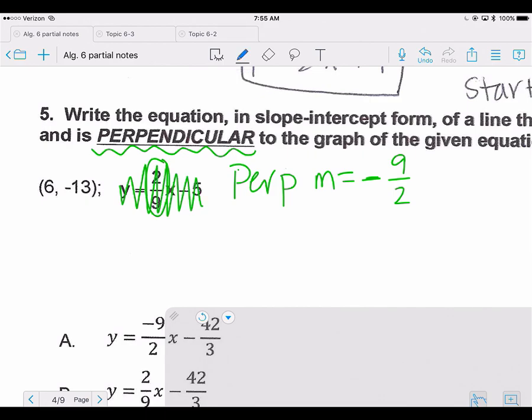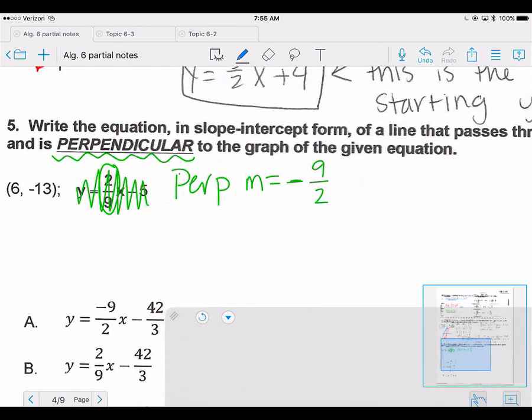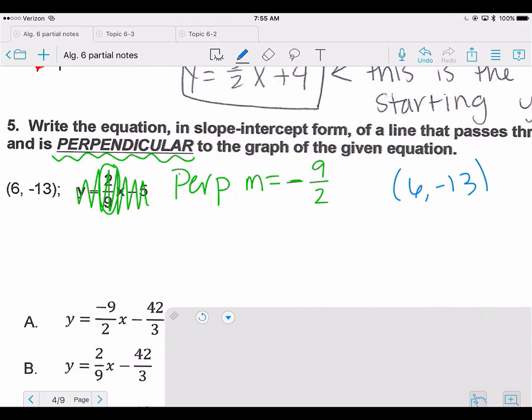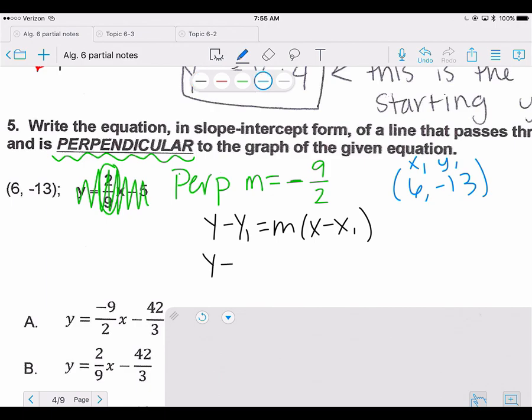And so I encourage students to lightly cross it out where you can still see it, in case you made a mistake and have to start over. But it reminds us that we don't need that -5 for anything. And now we're going to use the point (6, -13) as our x1 and y1. We plug into point-slope form, so it's a good thing we just did a lot of practice on that. So y minus y1 equals m times x minus x1.